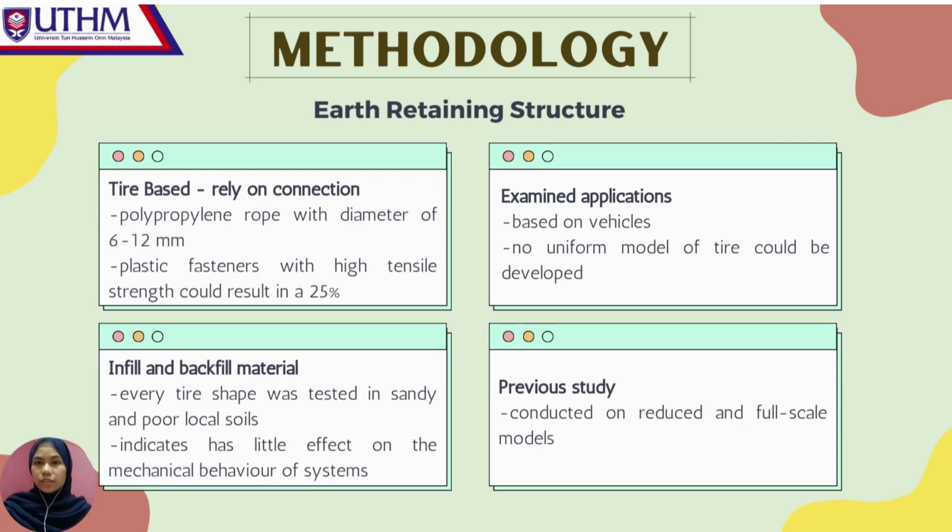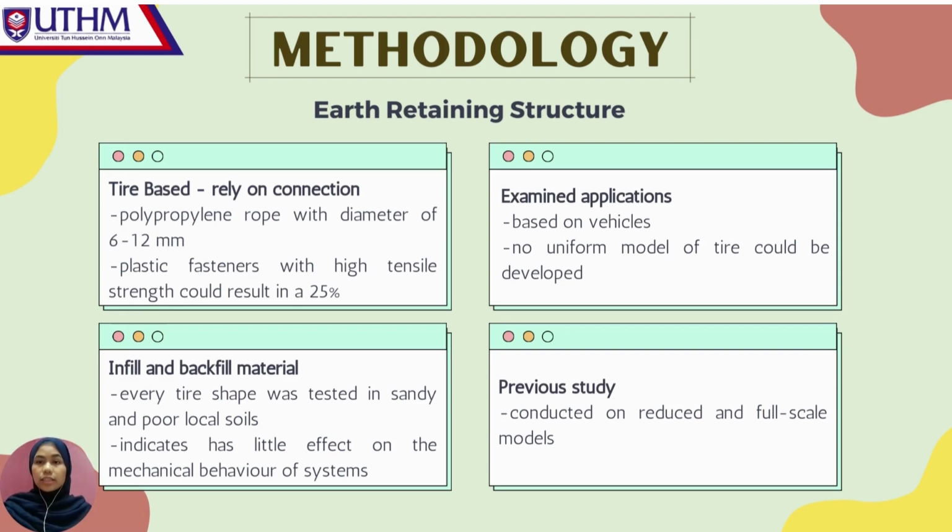Earth retaining structure. First, tire-based earth retaining structures rely not on the tensile strength of the tires but rather on their connection. The most prevalent material used in this application was polypropylene rope with a diameter of 6 to 12 mm. Plastic fastener with a high tensile strength could result in a 25% more robust attachment.